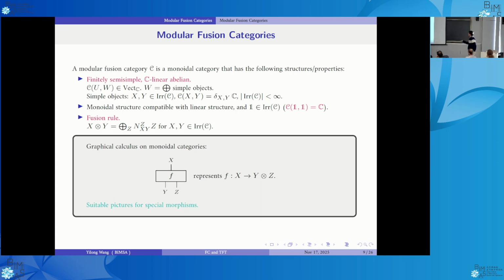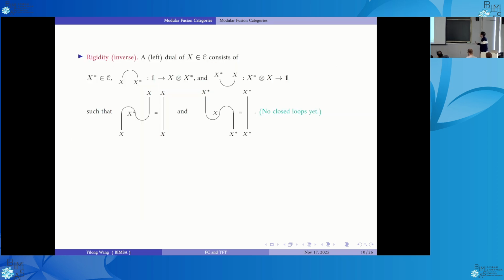Before introducing other structures and properties, I would like to introduce this graphical calculus on monoidal categories. It's very intuitive. I have a morphism from X to Y tensor Z. I just draw them as strands, and in the middle I have some picture that I call f. The point is, in the graphical calculus, we want to use suitable pictures for special morphisms. Okay? And we will see that here, for example.